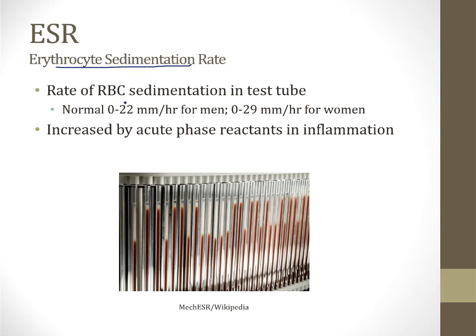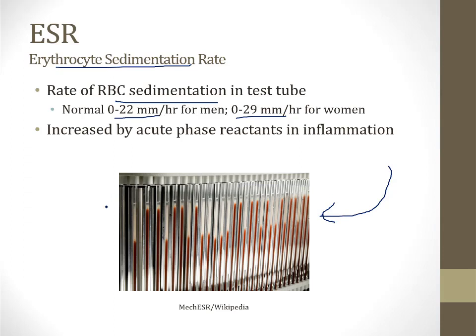This is the rate at which red blood cells fall to the bottom of a test tube. Normally, they fall at a rate of 0 to 22 millimeters per hour for men and 0 to 29 millimeters per hour for women. It's a very simple test to perform. You just put a sample of blood in a tube and you determine the rate at which the red cells fall down to the bottom.